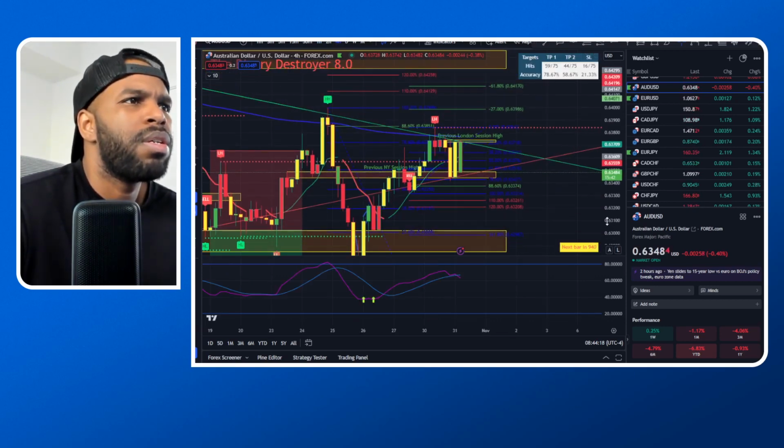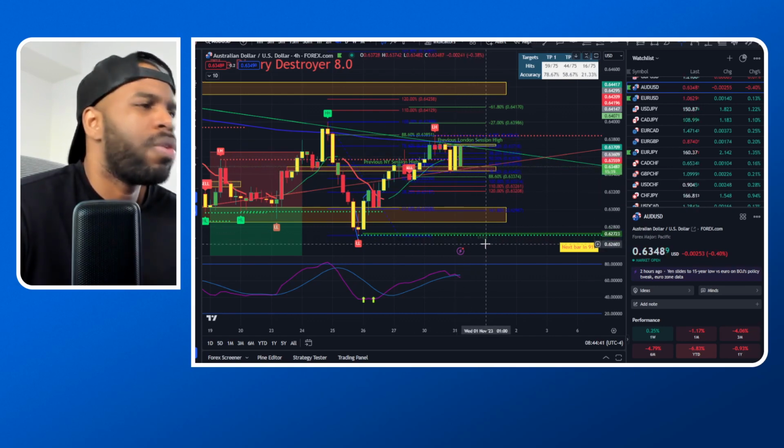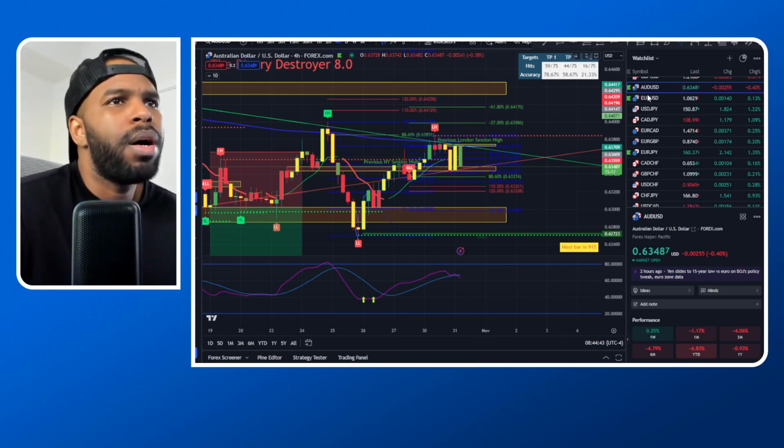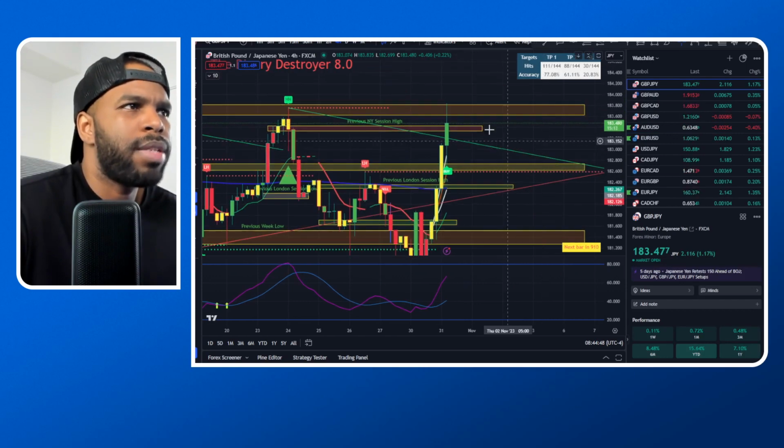Let's see. Looks like the 4 hour is going back and forth from this zone right here. So I'm trying to see on the 4 hour though. We are still in a downtrend, to be honest with you, because we have a lower high here, we have a lower low here, a lower high. So price could break this zone and retest, and then continue to create that lower low. I don't know, but I'm gonna watch USD.